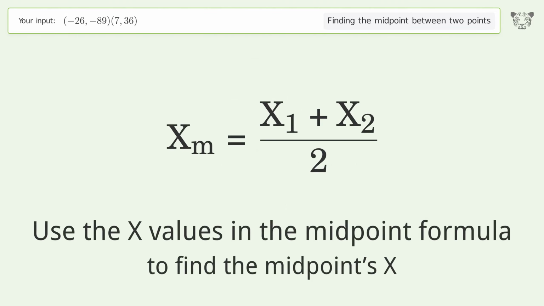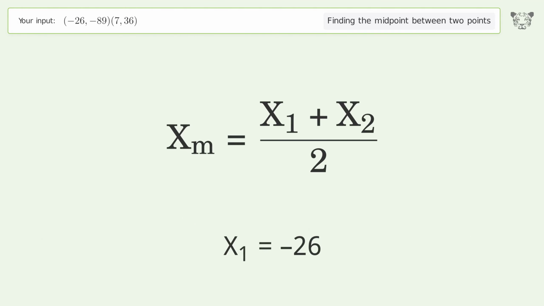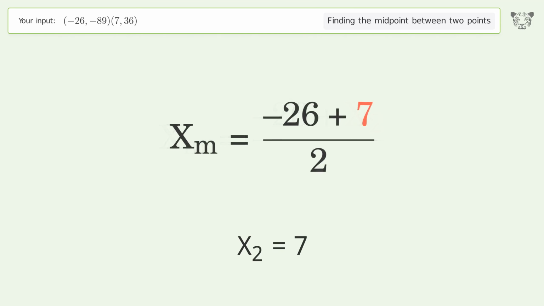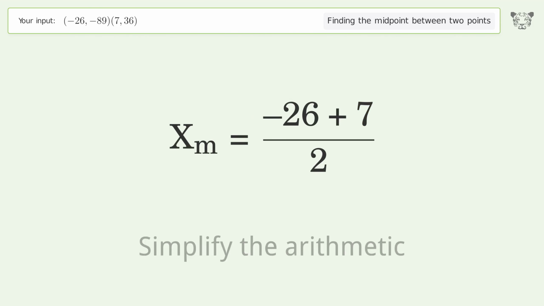Use the x values in the midpoint formula to find the midpoint's x. x1 equals -26. x2 equals 7. Simplify the arithmetic.